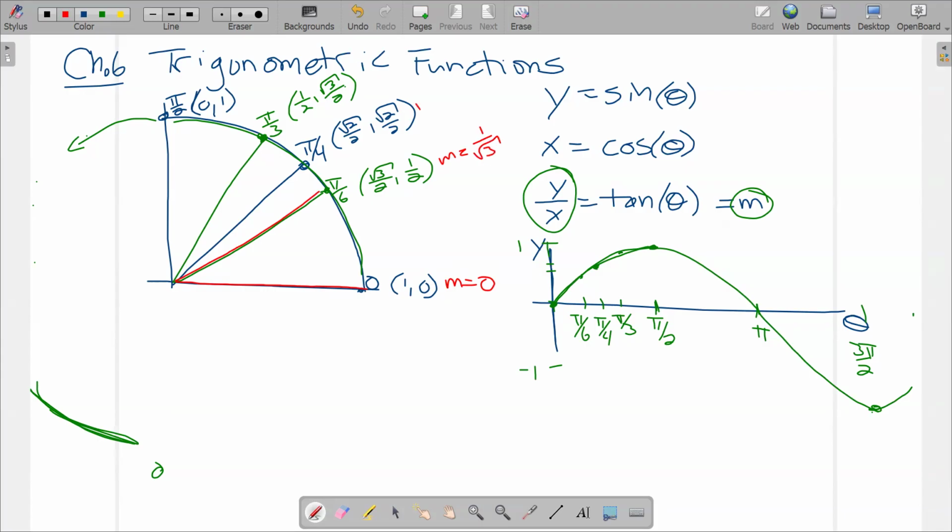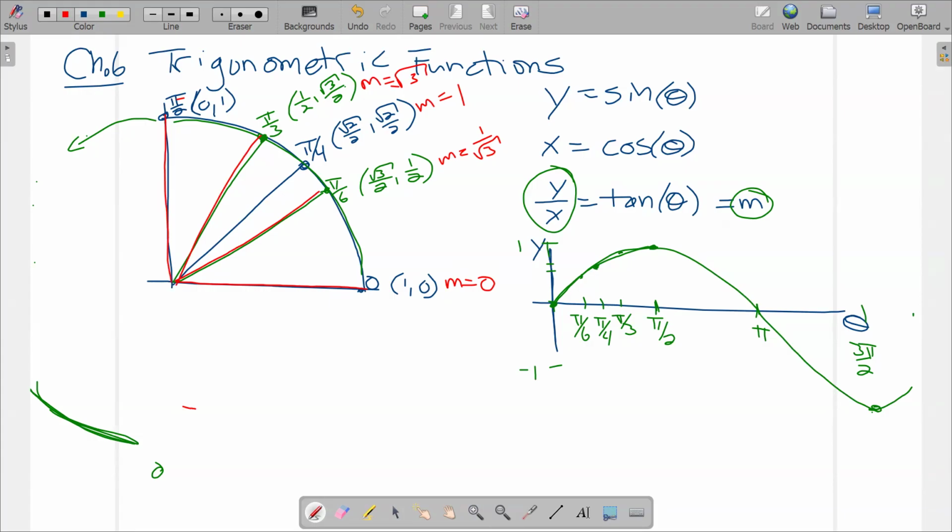The slope at pi over 4 is the same number divided by itself, so that's a 1. The slope at pi over 3 is going to be square root of 3 over 2 divided by square root of 3 over 2. The halves divide out, it's going to be the square root of 3. And then the slope over here, well, that's a vertical line. It's got no slope.